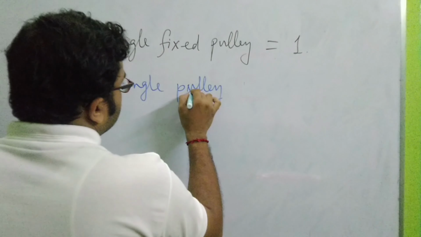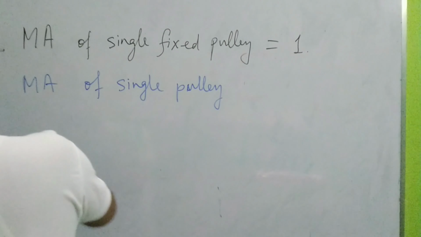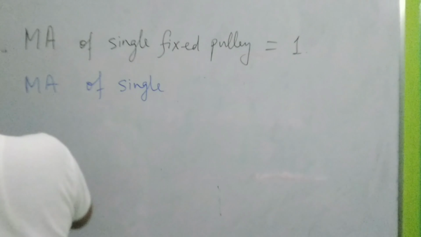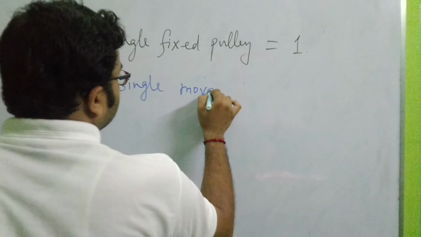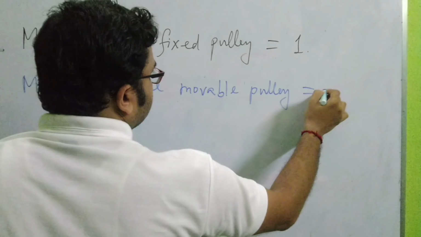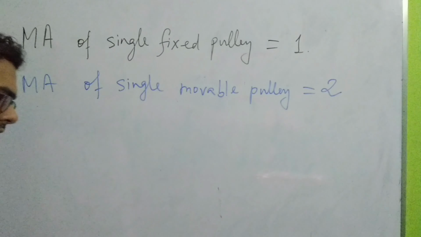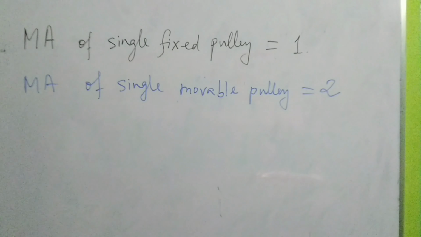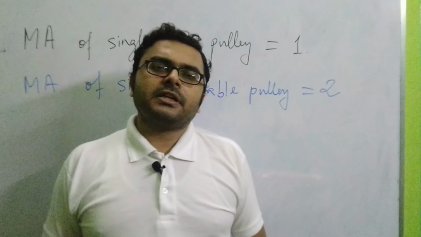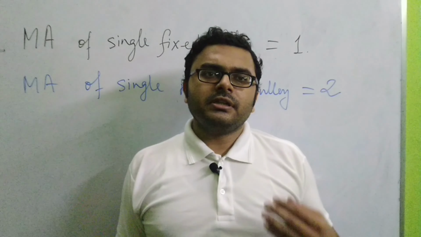And what is the mechanical advantage of a single movable pulley? If you remember, the mechanical advantage of a single movable pulley is 2, isn't it? So with this kind of pulley, you can at the maximum apply an effort which is half that of the load, not less than that. So if you are lifting a load of say 500 Newton, you have to at least apply 250 Newton in order to lift that load.